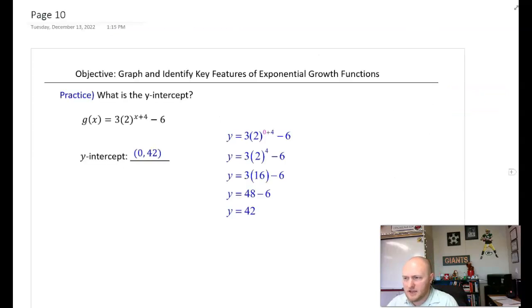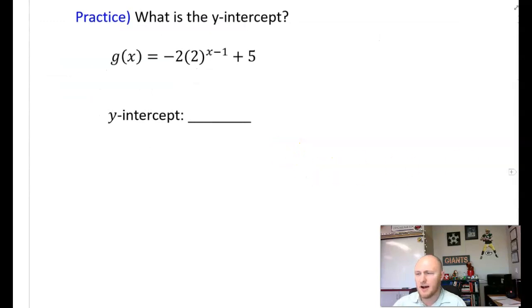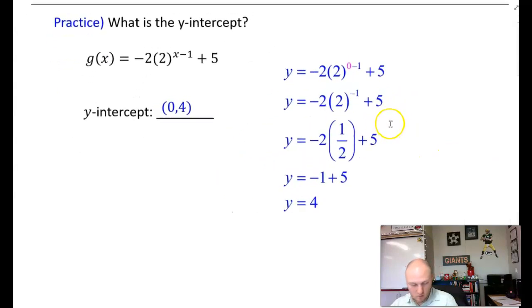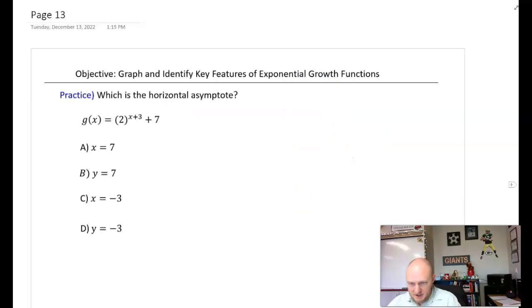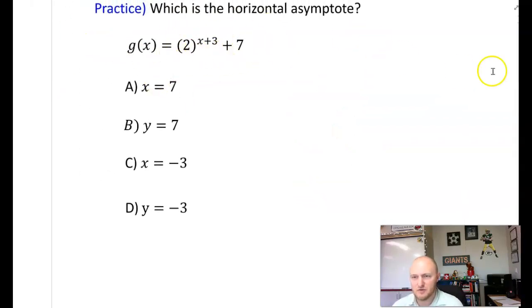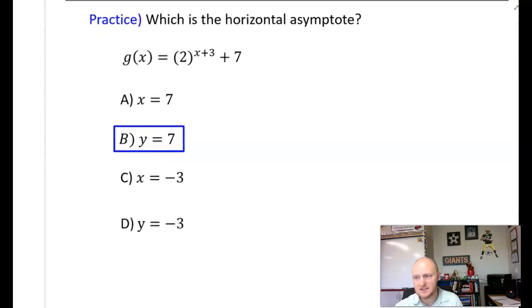All right, here is a practice problem. Go ahead, please pause the video and try this example. All right, hopefully you tried that. You should have gotten (0, 4), and here's the work that you can go ahead and look at. All right, next question, multiple choice. What is the horizontal asymptote for this exponential function? Hopefully you said y is equal to 7. That is B. That is because our k value is 7.